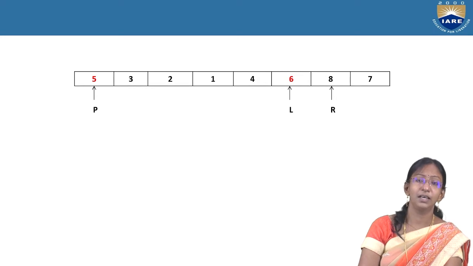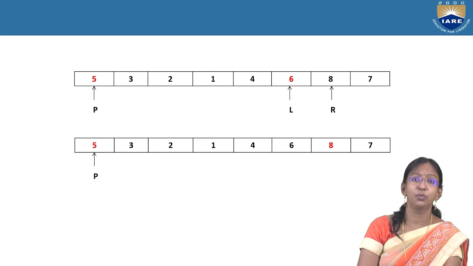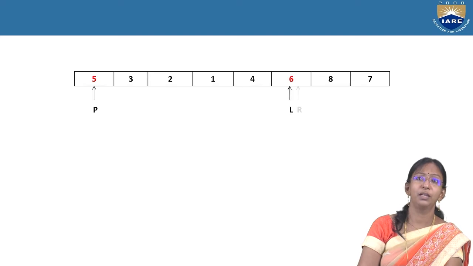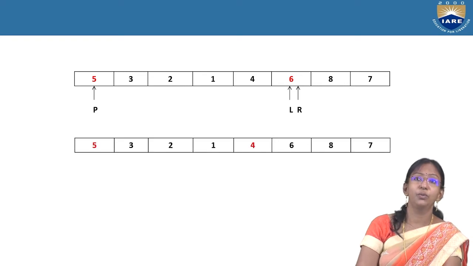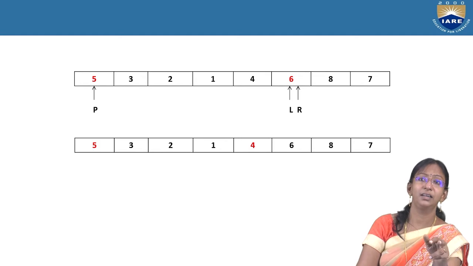The right is at 8, which is higher, so it is going to move. Right, so this is the current scenario. Now swap the elements. Both are pointing to 6. They have come to the same position, right? So now as 6 is greater than the pivot, make right move towards the left.